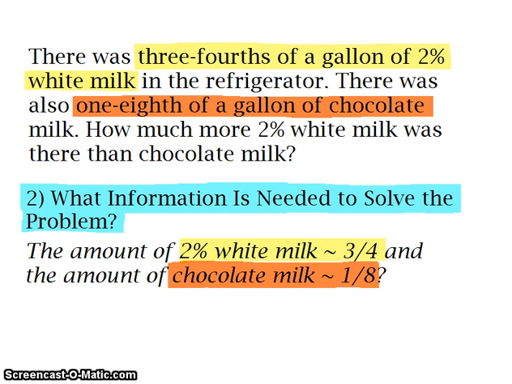What information is needed to solve the problem? We need to know the amount of 2% white milk that was in the refrigerator. That is 3/4 of a gallon. And also the amount of chocolate milk. And as is stated in the problem, it is 1/8 of a gallon.